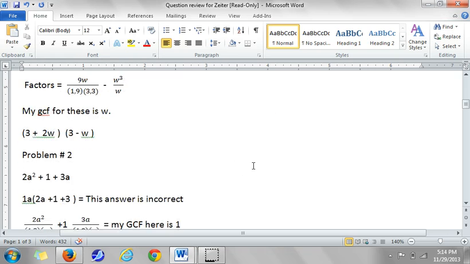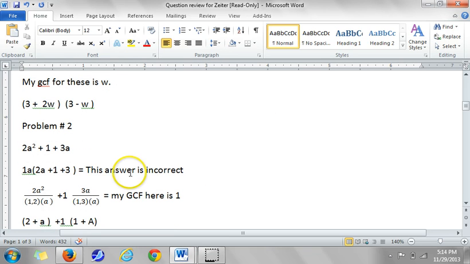For your next problem, this answer is incorrect because if you were to redistribute this, you would end up with 2a squared plus 1a plus 3a. And in your original expression, the middle term did not have an a. So this one does not have a greatest common factor, and this is the type of problem that you would want to use the AC method for. And I think that one of the examples that you gave me is going to end up using the AC method, so I'll show you how to do it with that example.